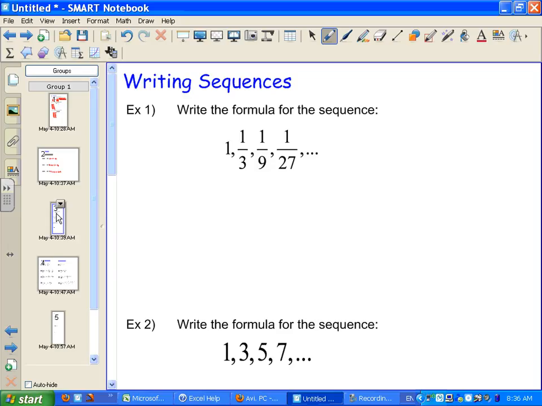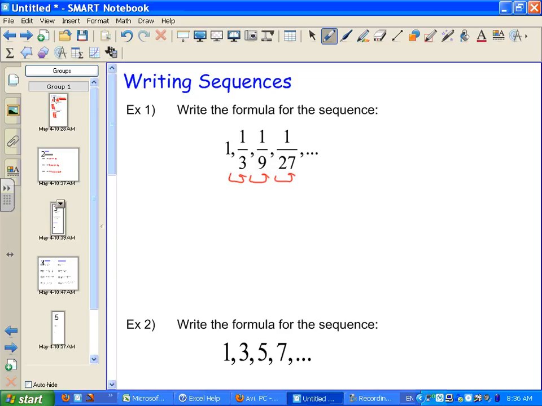So you see what the pattern is going from here to here to here to here? What's happening every time? We're actually multiplying everything by 1/3. So I want to come up with a pattern for that, and it has to work so that when I plug 1 into my formula, I get 1. When I plug in 2, because my second term is 1/3, I get 1/3. So we need something with n's in it so that it works out that way. It's a little bit more difficult than it looks. What do you think?